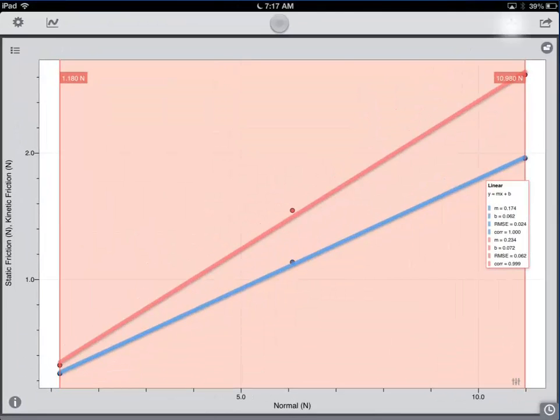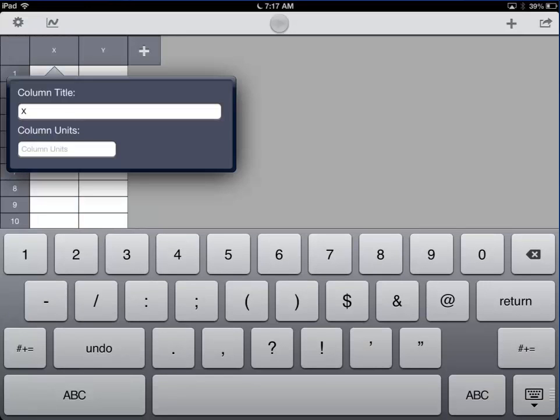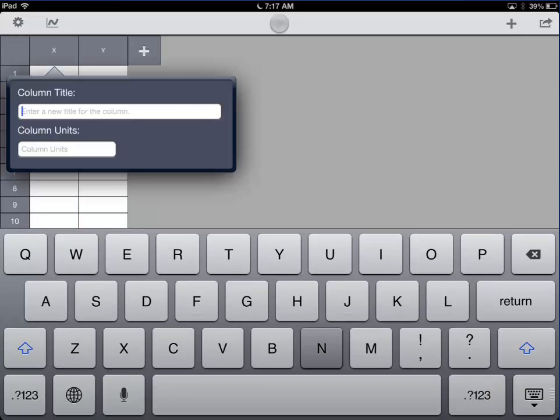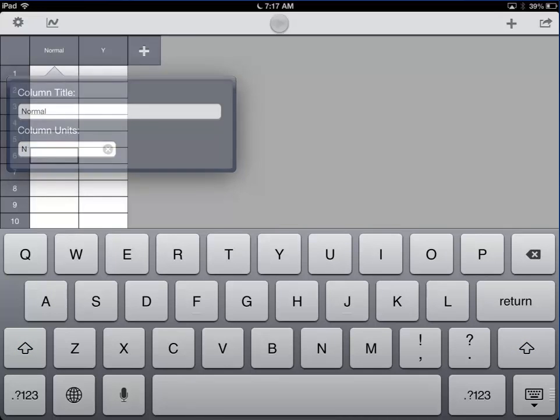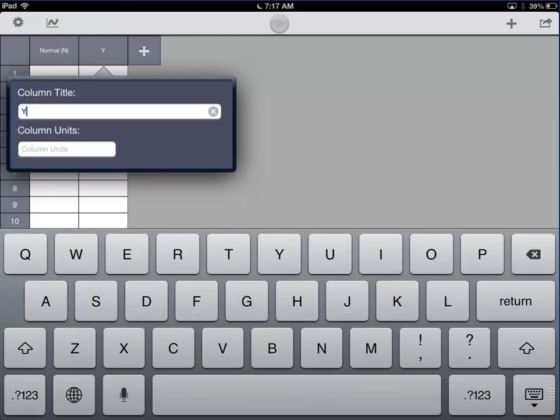But to do that, all I did was I said, okay, I want a new manual entry. Okay? And in the X column, I wanted to rename that. So the X column I called normal force, or just normal. And then the units I wanted were newtons. And then Y I had static friction.